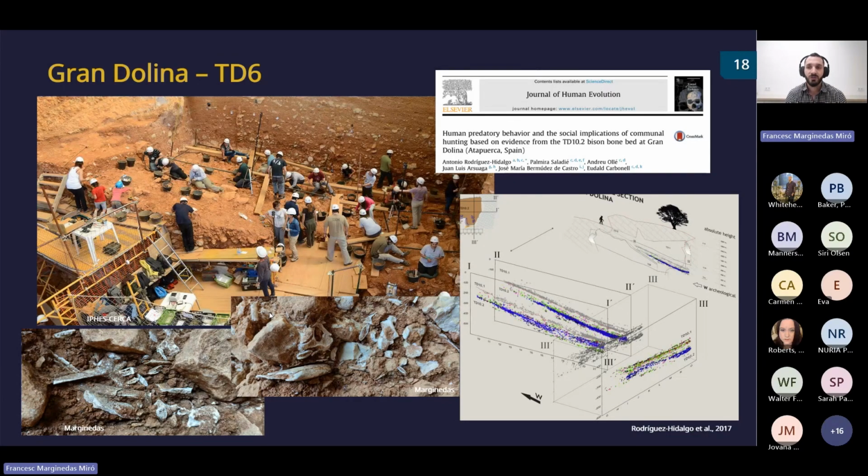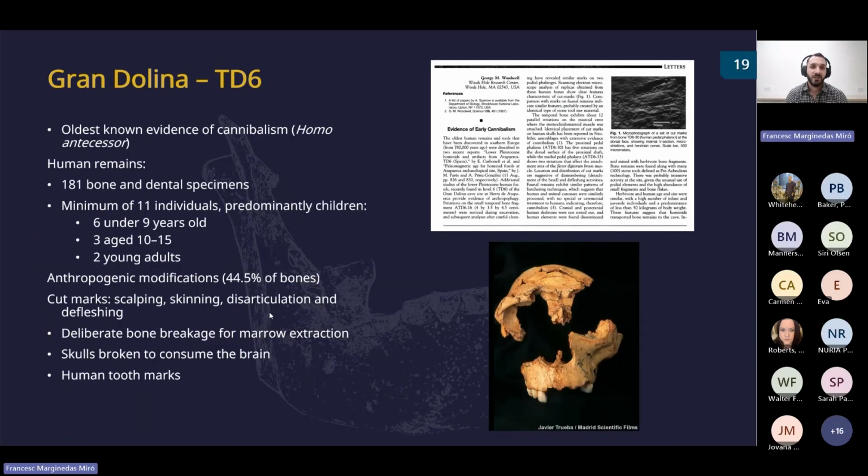That's why it took so long, and also these bone beds were not noticeable from the test pit, so it was quite a big surprise. So the TD6 level has the oldest evidence of cannibalism and comes from Homo antecessor with 181 bones and teeth from at least 11 individuals, mostly children.